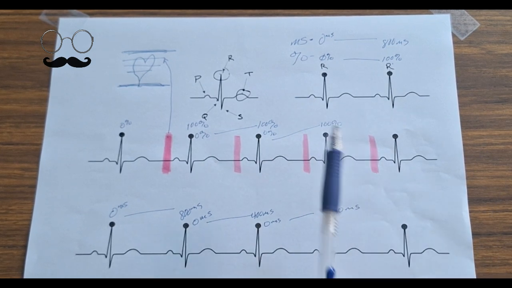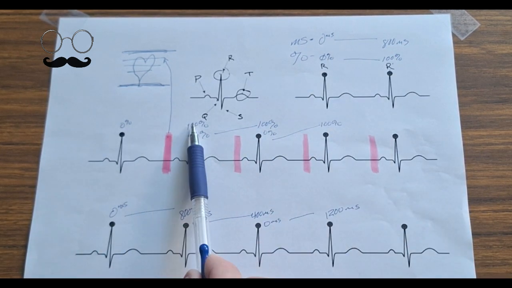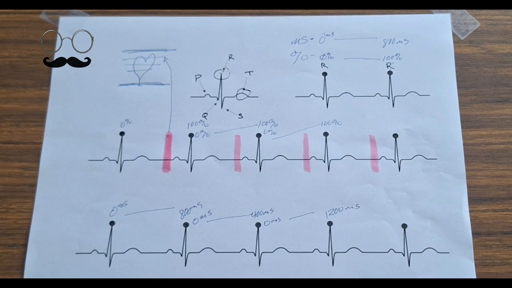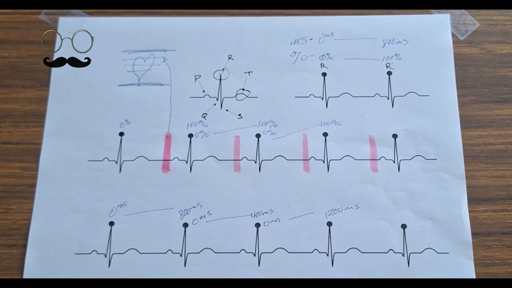Prospective scanning is when the scanner looks at so many beats, guesses, and then scans. Retrospective is that it looks at the beat and then scans exactly where you want it. That's the simplified version.